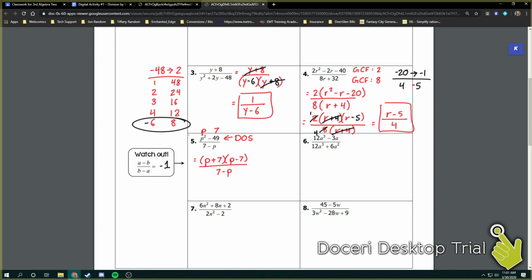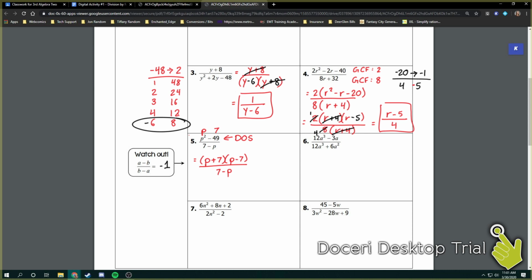If you're having a little bit of trouble with the difference of squares stuff, I recommend that you go back 2 weeks prior and relook at some of those videos. Maybe try that Google slide again, try to earn some correction points if you didn't do so hot on it. Okay, so here we've got p plus 7 times p minus 7 divided by 7 minus p.